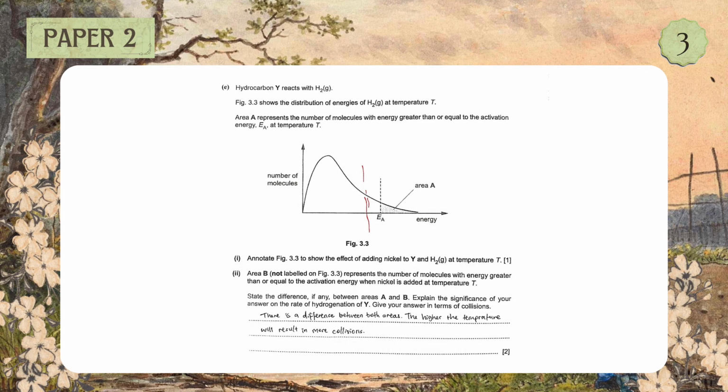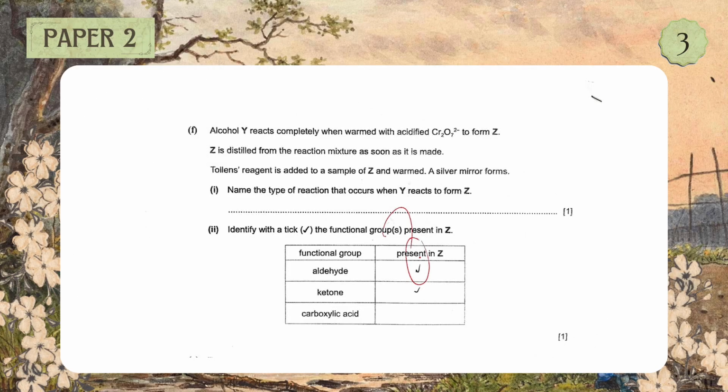For 3Eii, significance of area B. Area B represents the proportion of molecules with energy greater than or equal to the activation energy after adding the catalyst. Since more molecules have sufficient energy to react, there are more successful collisions per second and the reaction rate increases. Now 3F, functional group in Z: aldehyde only, because Tollens' reagent gives a silver mirror only with aldehydes. Since Z was distilled off immediately, further oxidation to a carboxylic acid was prevented.